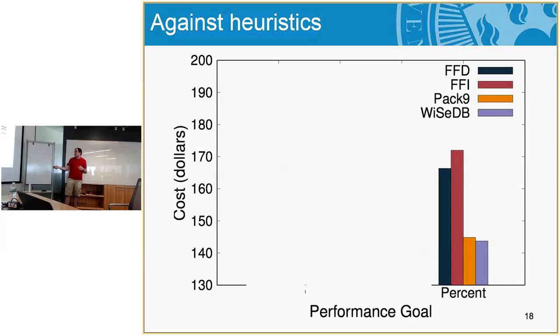So you can see for the percentage-based SLA, FFD and FFI incur a pretty significant cost. Pack9 incurs a much lower cost, and our system beats it out by a little bit. So how many queries in your workload?